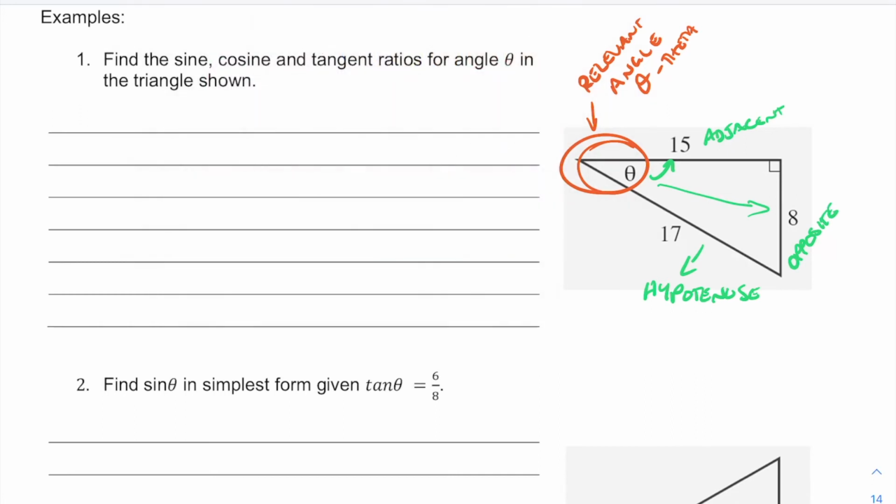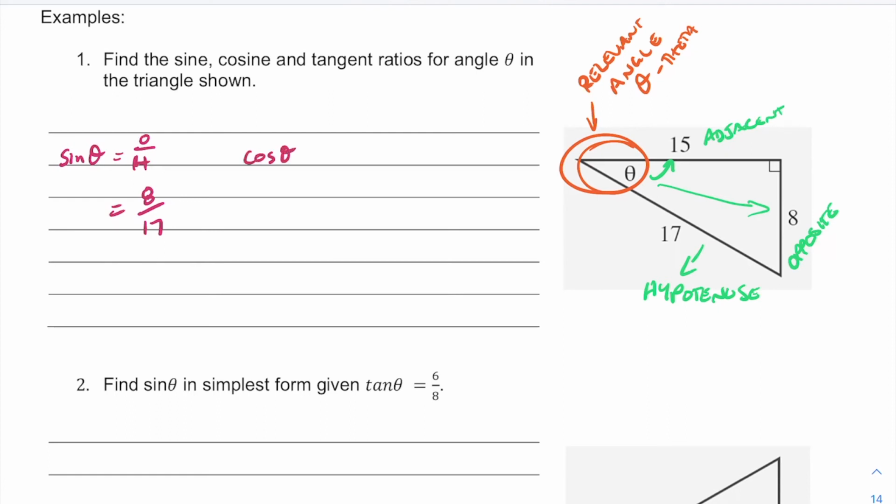Alrighty, so let's have a look at the sine theta. Now, sine theta is O over H. Alright, so opposite over hypotenuse, which for our purposes and our triangle here will be 8 over 17. 8 over 17, there is our sine ratio. So we call these a ratio because it's things that are in comparison to each other.